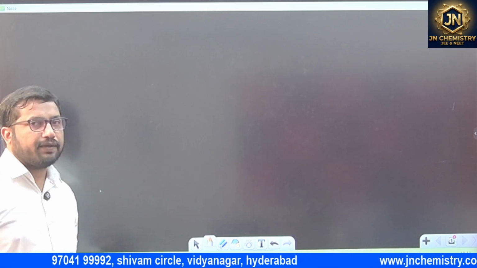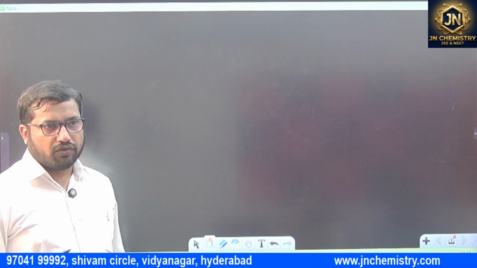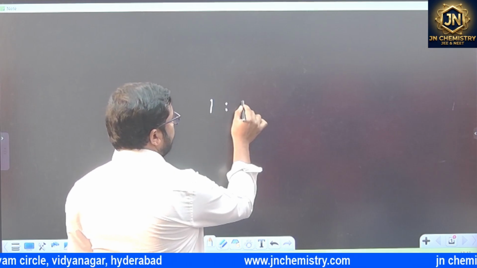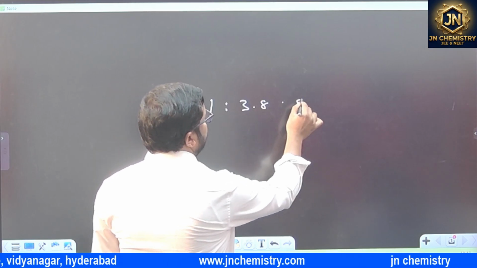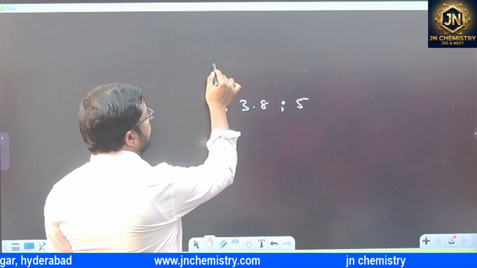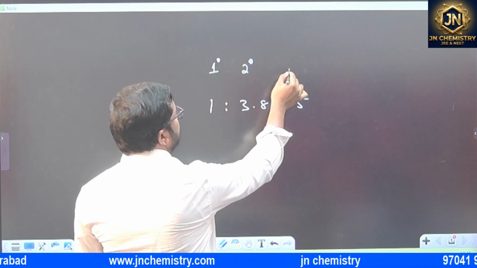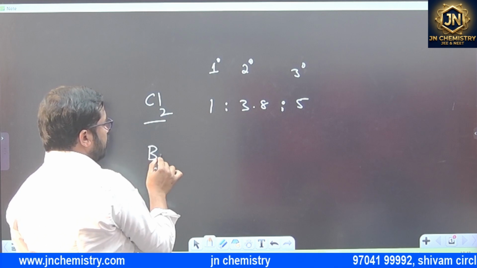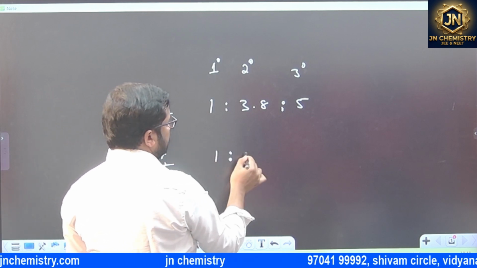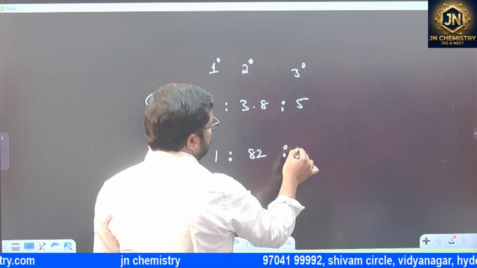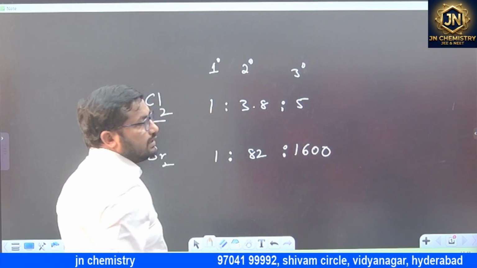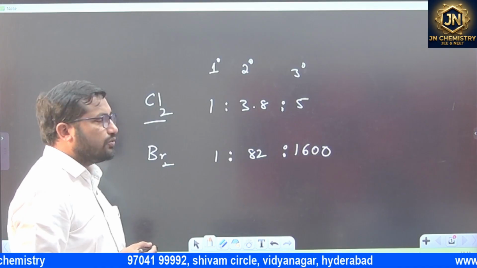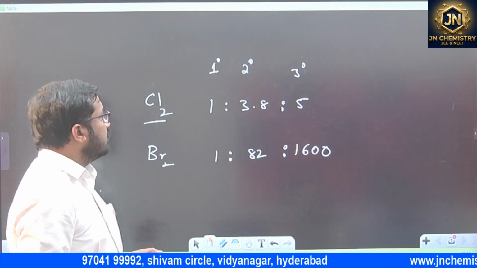And chemical properties: we discussed that chlorination takes place. The chlorination ratio is 1:3.8:5 for 1 degree, 2 degree, and 3 degree in the case of chlorine. If it is bromine, it is 1:82:1600. So it is more at 3 degree, somewhat less at 2 degree, and very little at 1 degree.